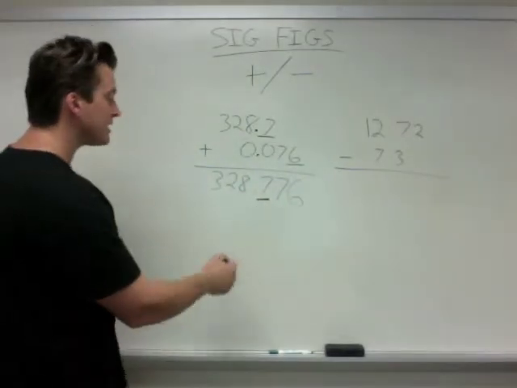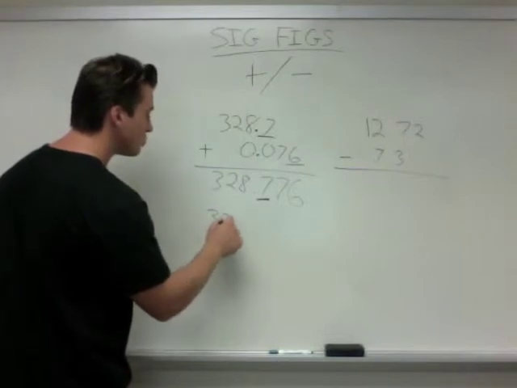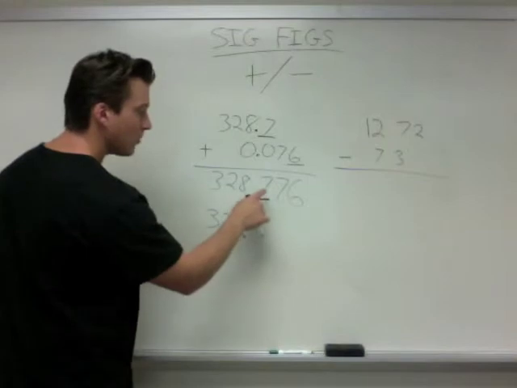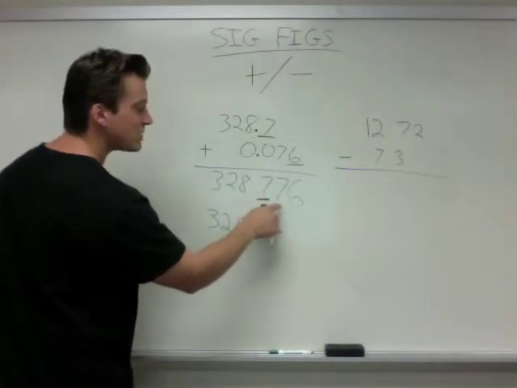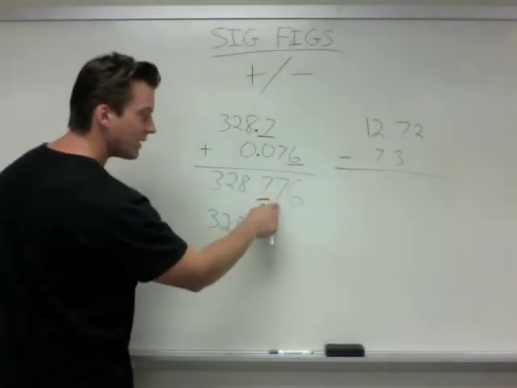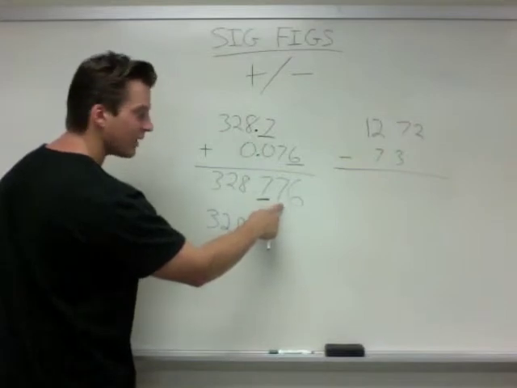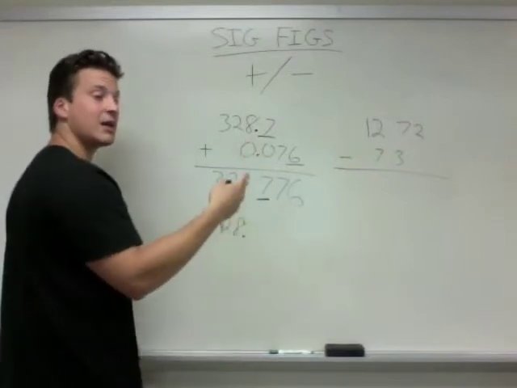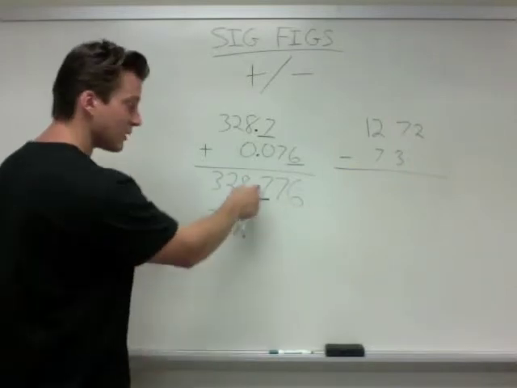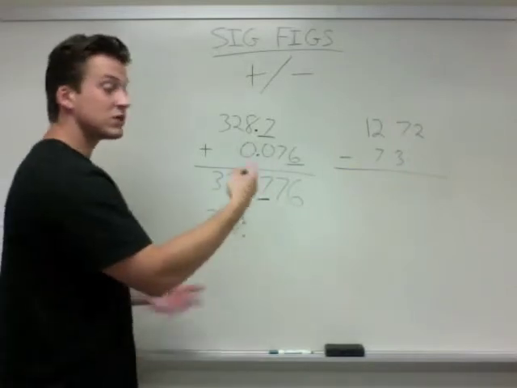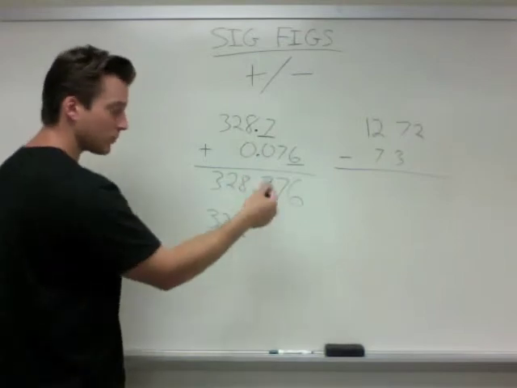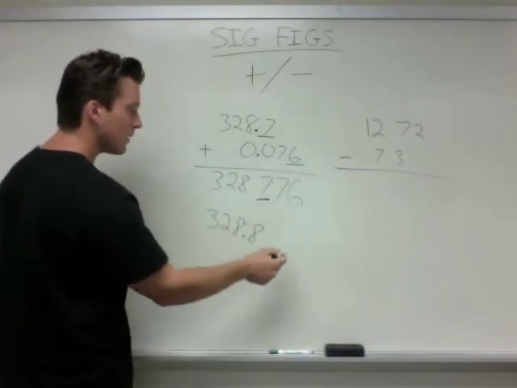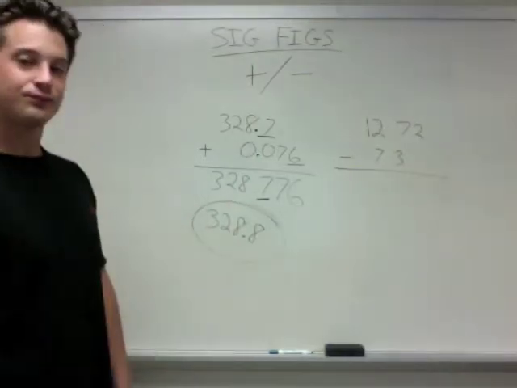So when I rewrite this answer, it'll be 328 point something. What I need to do is look at the decimal place to the right of the 7. I have a 7 here as well. This 7 will round this 7 up, right? Any number between 5 and 9 will round this place up. Any number between 0 and 4 will round it down, and we'll keep it the same. So this 7 will round that 7 up to an 8. So that's my final answer.